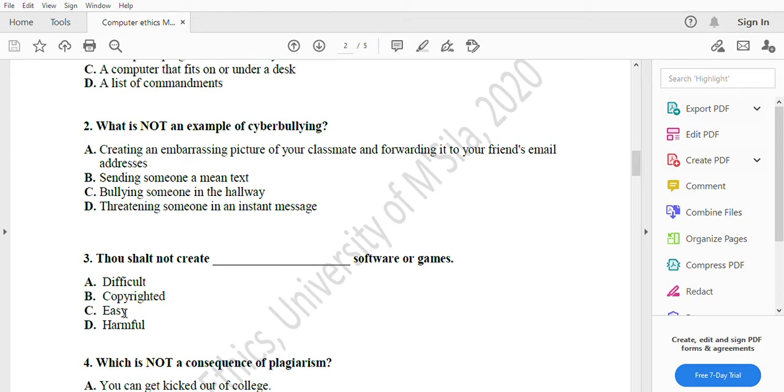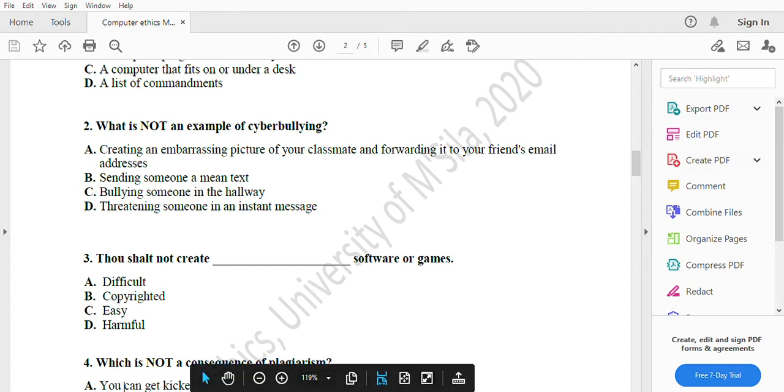You should not create difficult, which is A, copyrighted, which is B, easy, or harmful. I'm sure you got the answer, which is great. This one is D. Number 3, the answer is D.